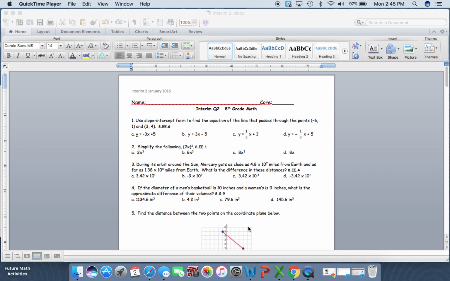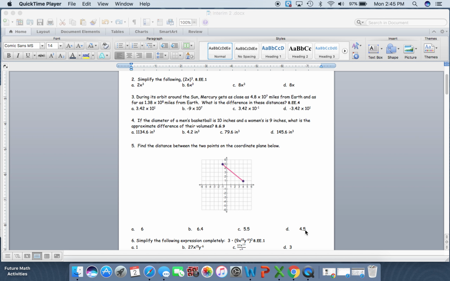Number 4. If the diameter of a men's basketball is 10 inches and a woman's is 9 inches, what is the approximate difference of their volumes? A. 1,134.6 inches cubed. B. 4.2 inches cubed. C. 79.6 inches cubed. D. 145.6 inches cubed.